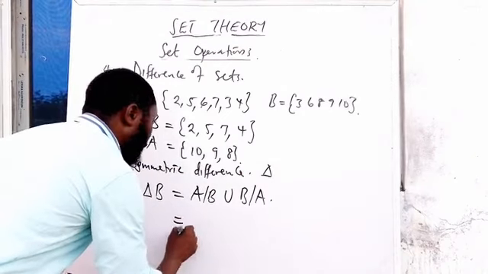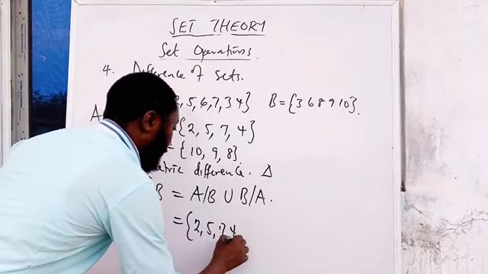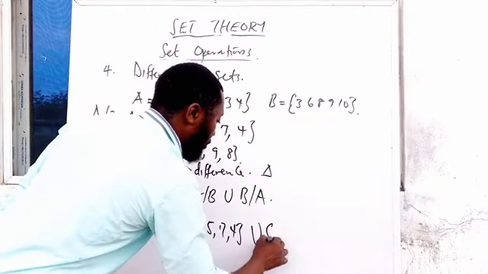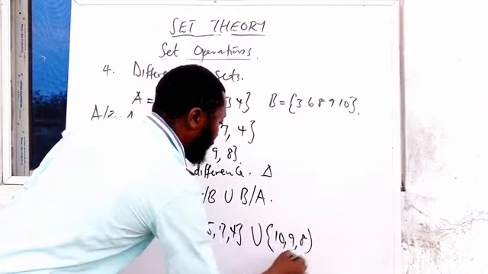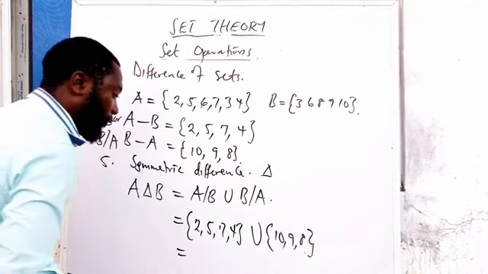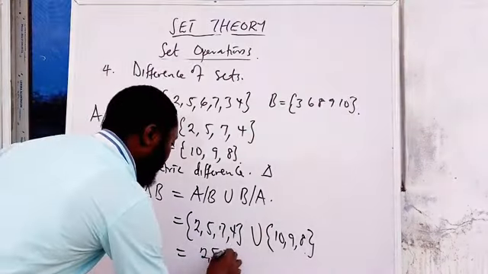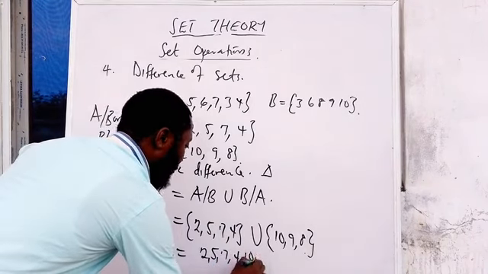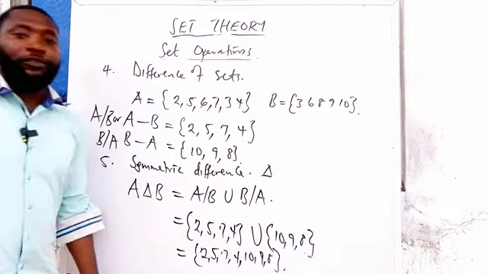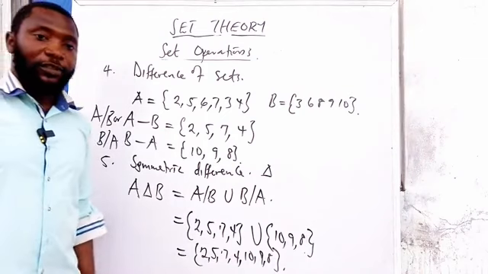So for this question, our symmetric difference will be the set 2, 5, 7, 4 union B minus A, which is 10, 9, 8. Now combine the two together. What do you have? We have 2, 5, 7, 4, 10, 9, 8. And this is the symmetric difference of the two sets.